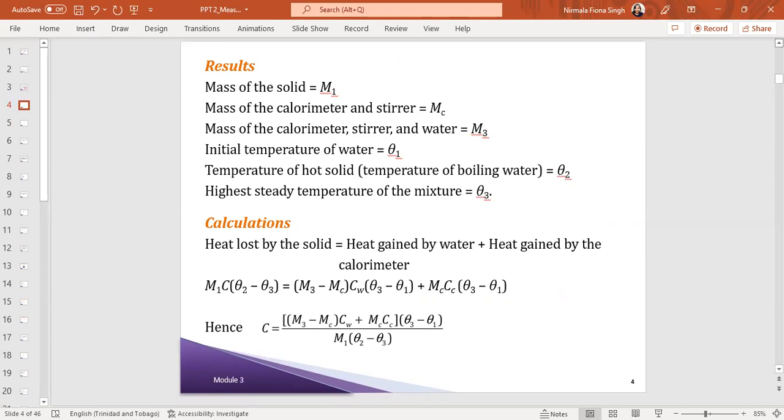So we have here the mass of the solid is M1, the mass of the calorimeter and stirrer is MC, and the mass of the calorimeter, stirrer, and water is M3, because we have to take into consideration that the calorimeter can absorb some heat. The initial temperature of our water is theta 1, the temperature of our hot object, which is the temperature of your boiling water, is theta 2, and the highest steady temperature of the mixture is theta 3. So the heat lost by the solid is equal to the heat gained by the water plus the heat gained by the calorimeter. Let's do our maths.